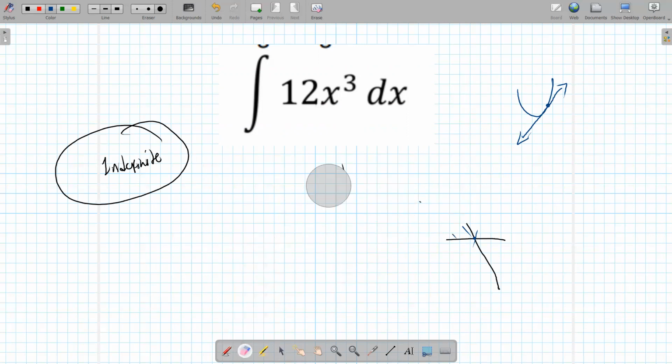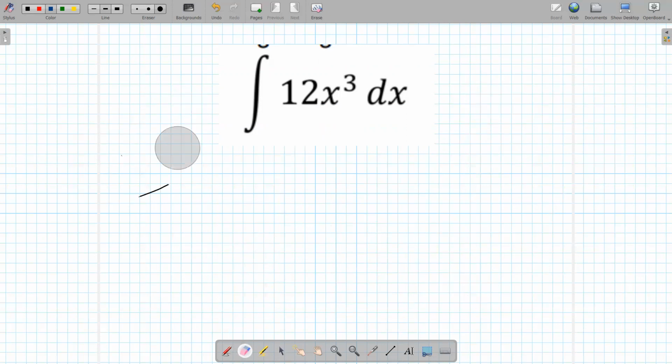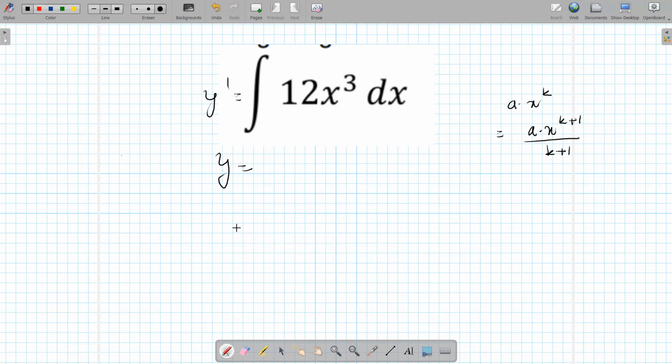So 12x cubed. Again, this is the formula. If you have a times x to the power of k, the integral becomes a times x to the power of k plus 1, I don't know if I wrote it right last time, but it's plus 1 like this. And then you also do a plus 1 on the bottom. So using this, if this is y prime, right, what will be y?